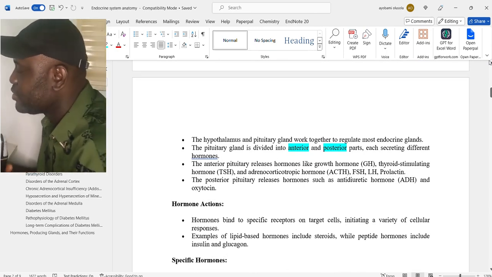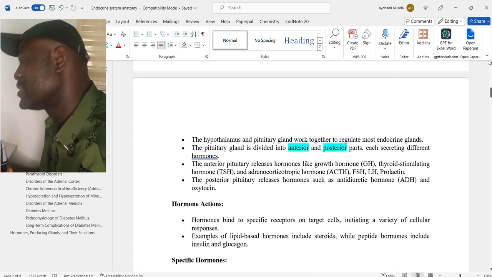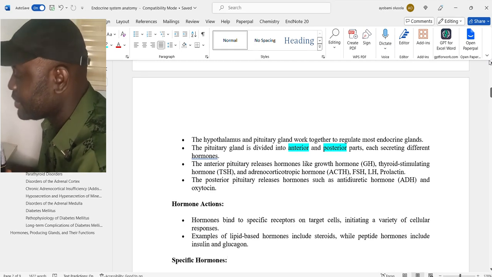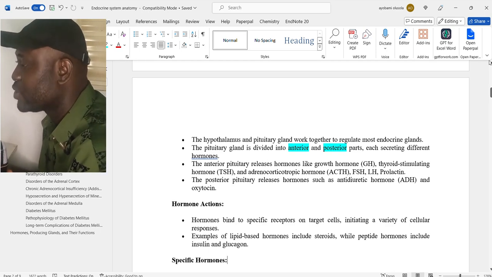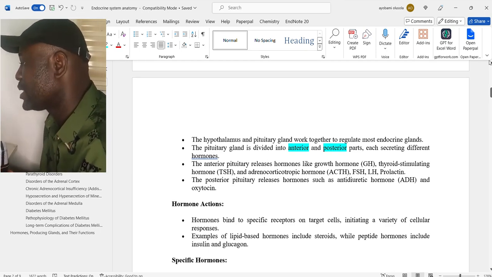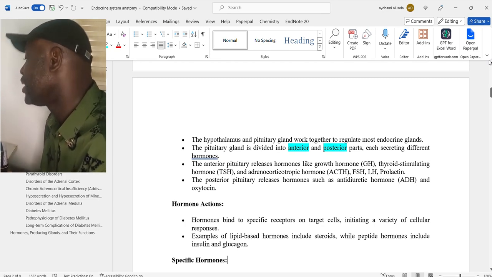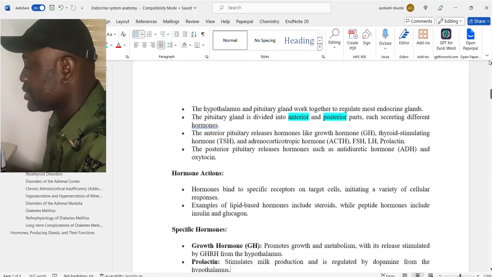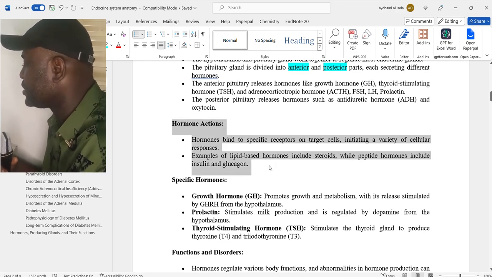The posterior pituitary releases hormones such as antidiuretic hormone and oxytocin. The antidiuretic hormone is also called vasopressin. The posterior pituitary gland in itself does not synthesize or produce these hormones. It just stores and releases them. These hormones are produced in the hypothalamus. The antidiuretic hormone and oxytocin are produced by the hypothalamus, but they are stored in the posterior pituitary, otherwise known as the neurohypophysis.